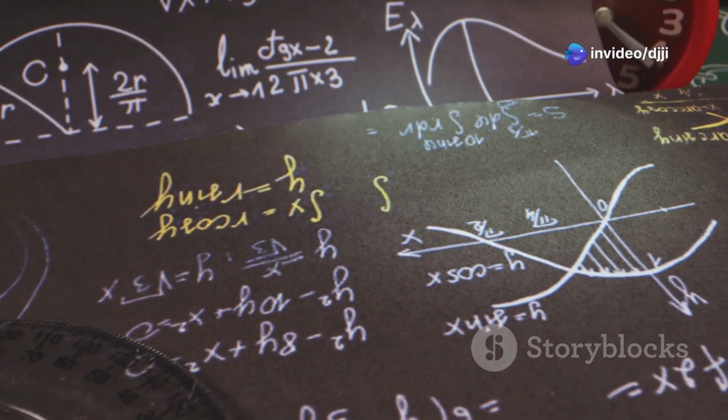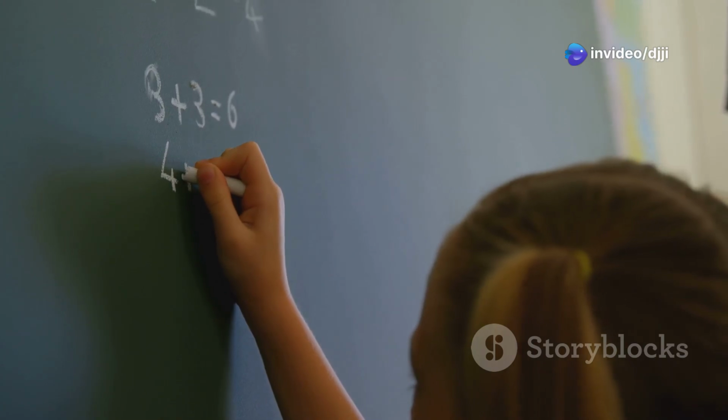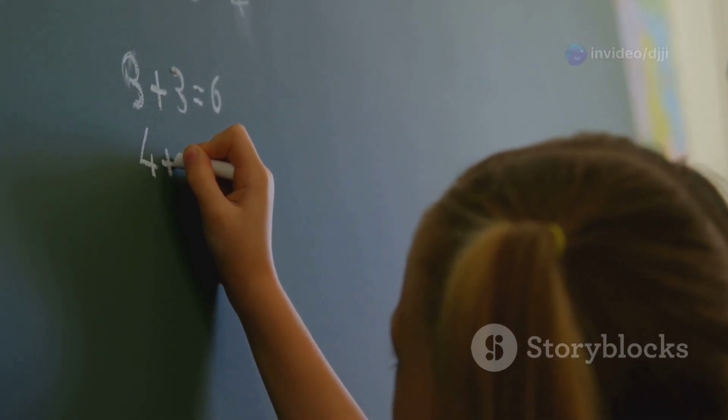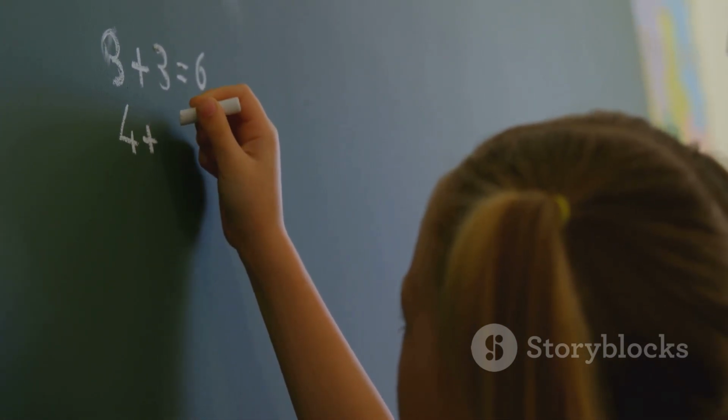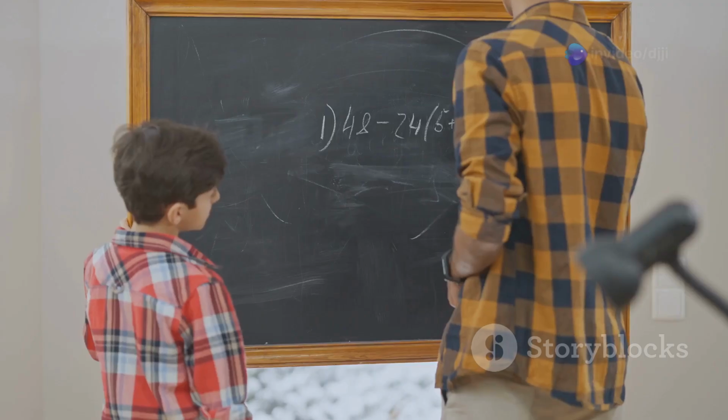Step 3. The expression is now simplified to the square root of 5 plus the square root of 2 minus 1 divided by the square root of 2. This is the simplified form of the original expression.